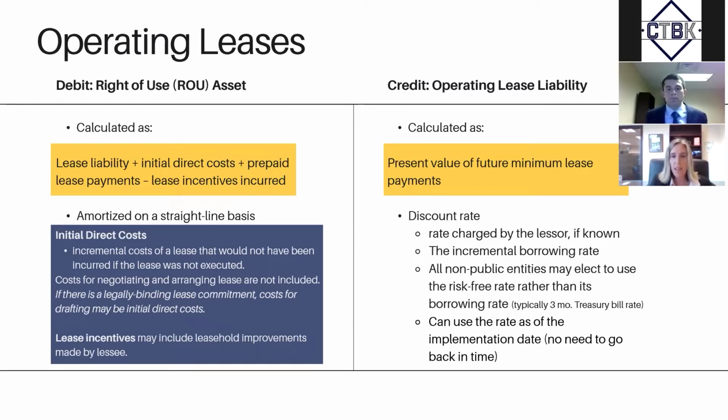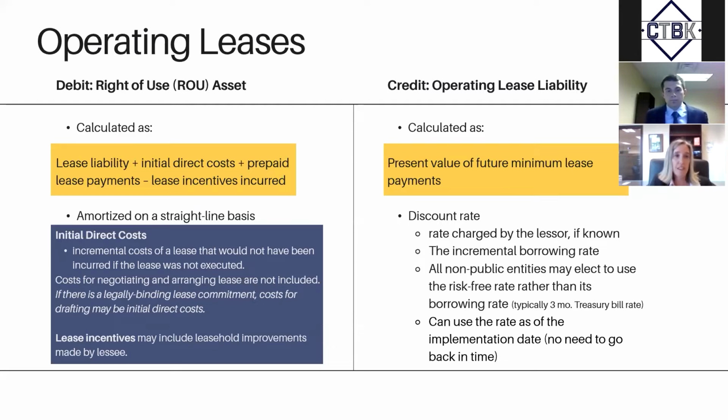In addition, something good to note is you can actually use the rate that is determined as of the implementation date. So you don't have to go back through all your leases, go back to the period that they started and determine what the discount rate was at that point in time. So if the date you decide to implement it, if it's for calendar year 2022 and you're implementing for January 1st, 2022, you can use the rate as of that implementation date. So that's the operating lease liability.